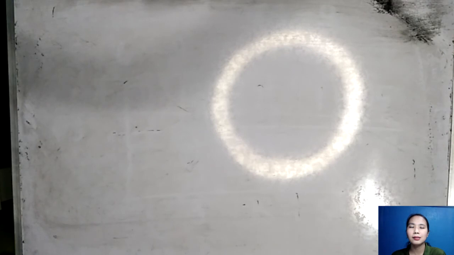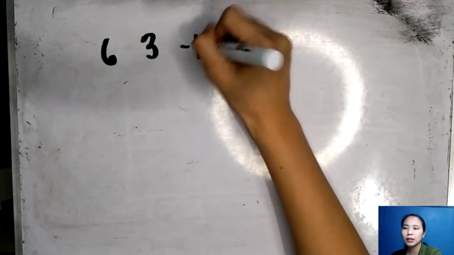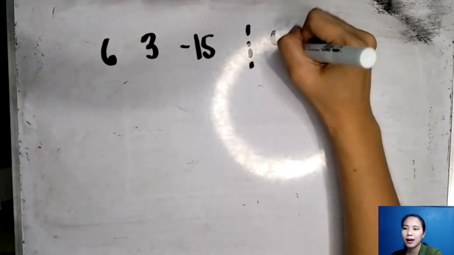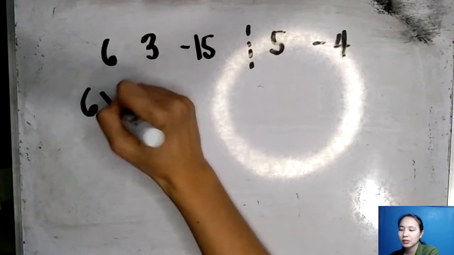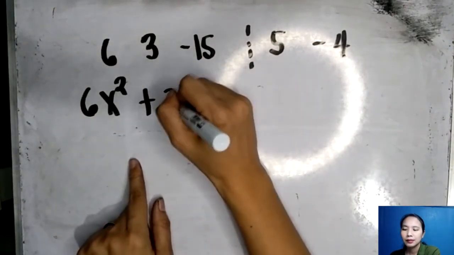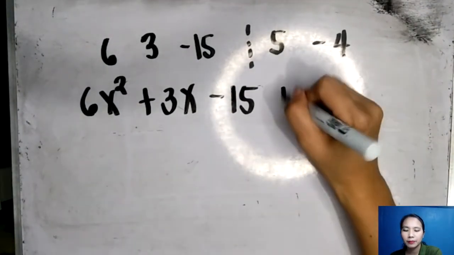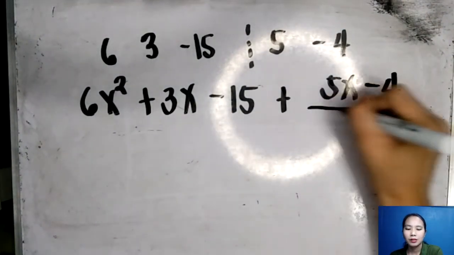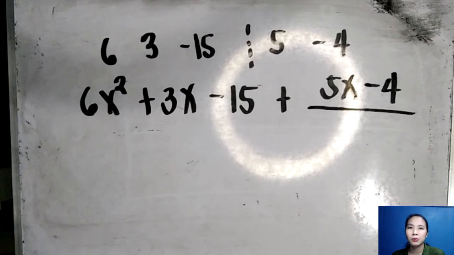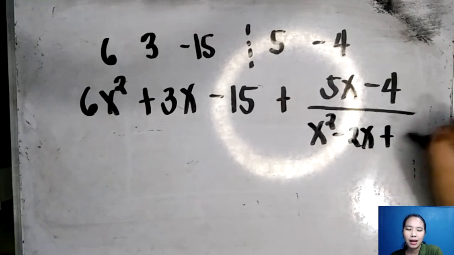So, ang ating entry sa ating last row ay 6, 3, negative 15, and then meron tayong 5 at negative 4. Again, ang ating magiging exponent ay 2. So, we have 6x squared plus 3x minus 15 plus our remainder. It would be 5x minus 4 divided by our divisor, which is x squared minus 2x plus 1/3.